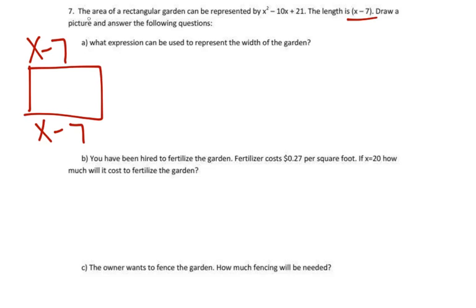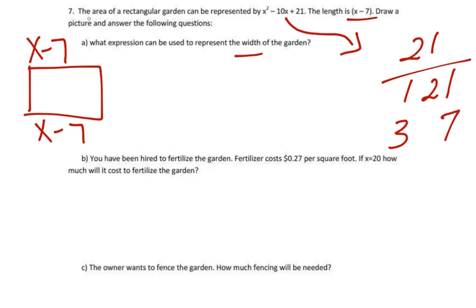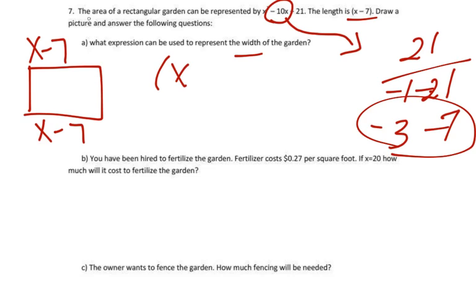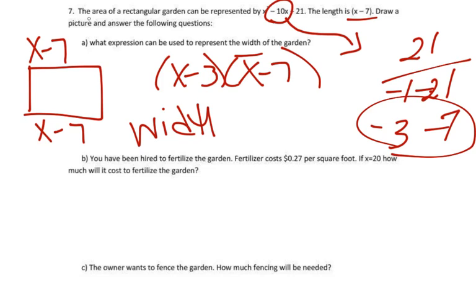What expression can be used to represent the width? Basically, we're going to have to take this over here and factor it. You're going to find the factors of 21. 1 and 21, 3 and 7. Signs are the same, and they're all negative. So go make your signs negative. And they need to equal negative 10. So I have negative 3 and negative 7. So that becomes x minus 3 and x minus 7. If the length is x minus 7, the width must be x minus 3.